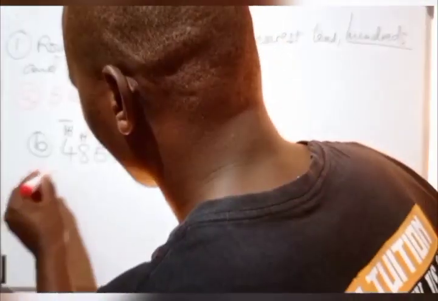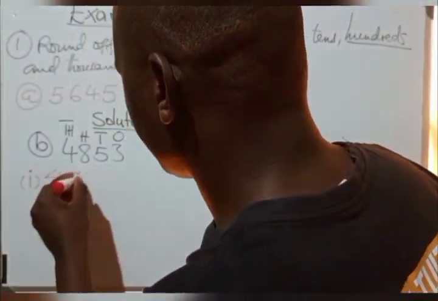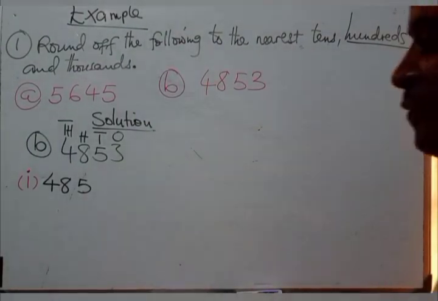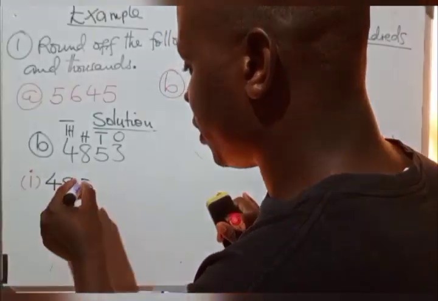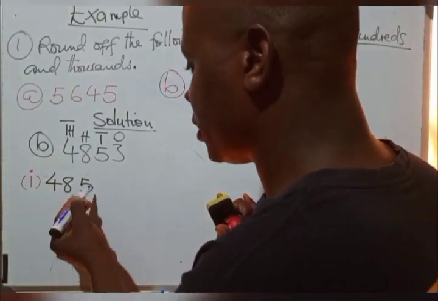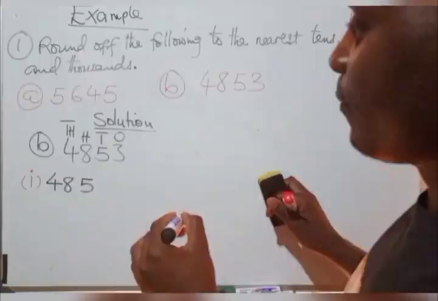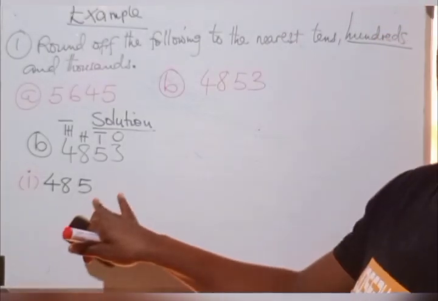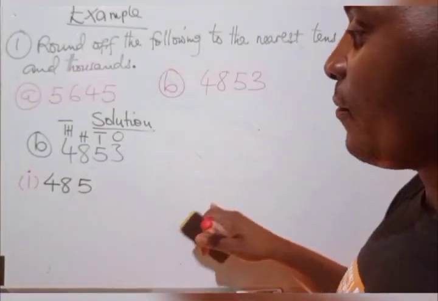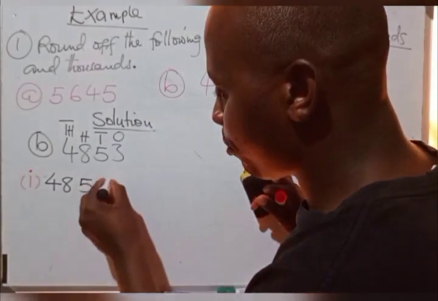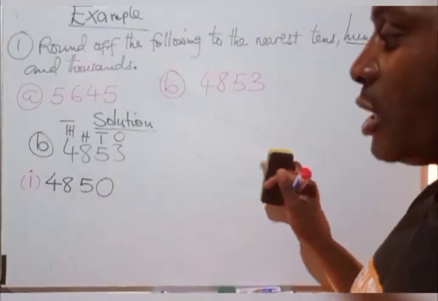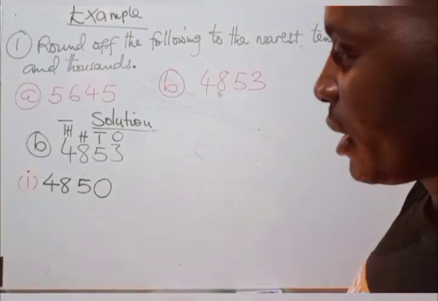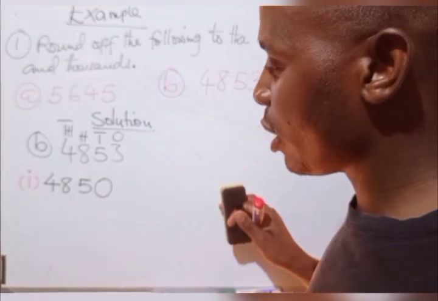So we have 4, 8, 5 and the 3. The 5 is the tens, the required place value. So after 5, we are going to put a 0. That 0 is replacing 3. So we are going to have 4, 8, 5, 0.